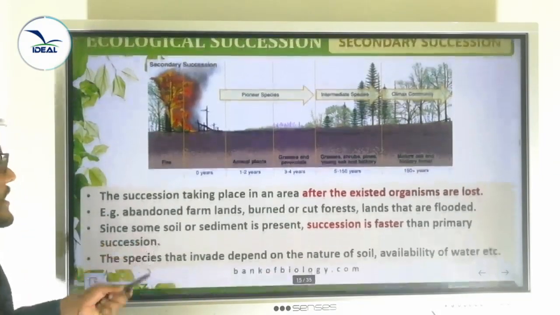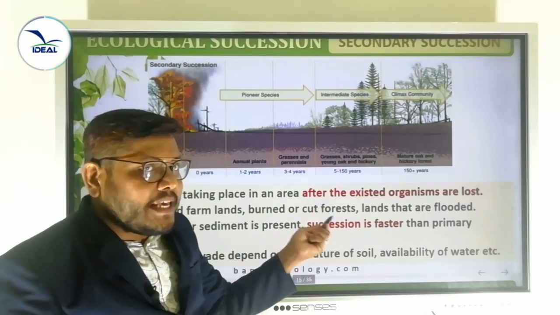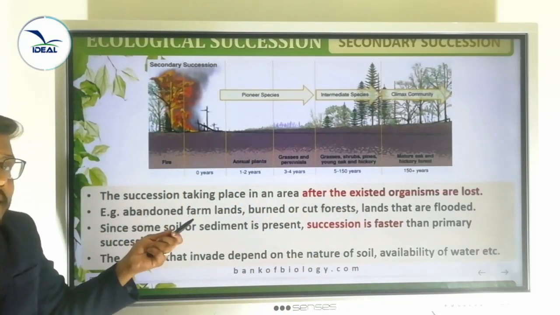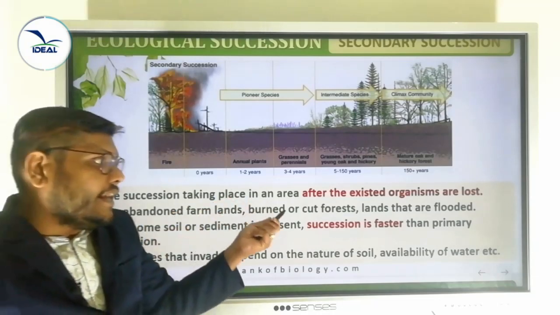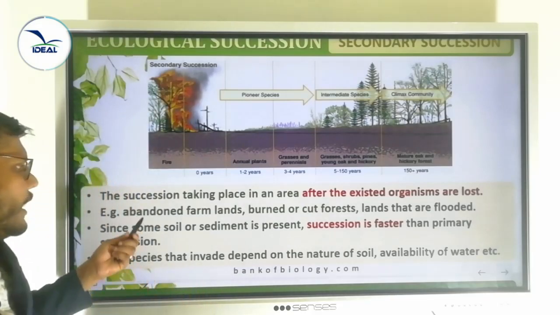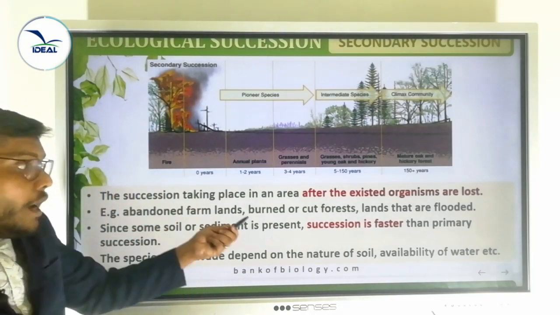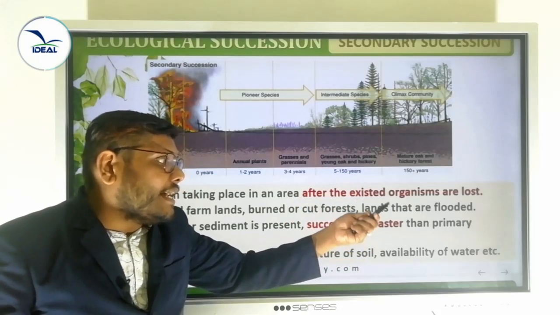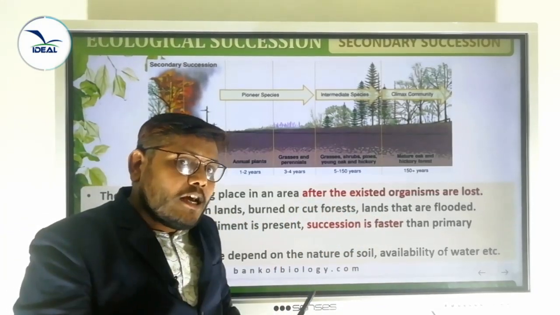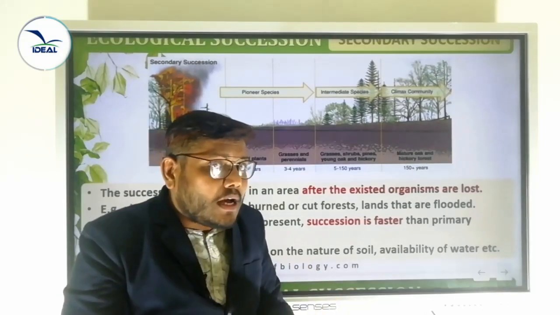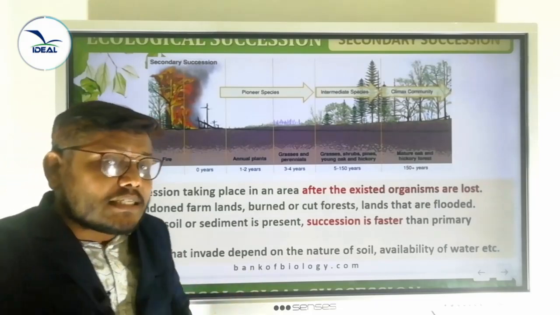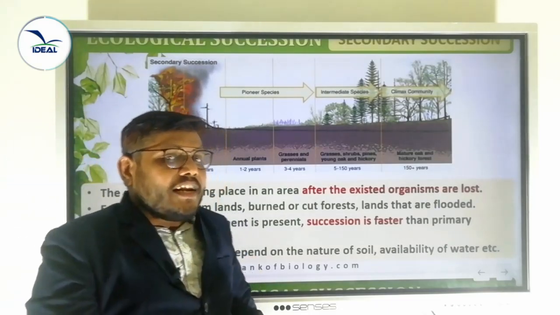What is secondary succession? The succession that takes place in an area after the existing organisms are lost. Examples: abandoned farmland, burned or cut forest, and land that is flooded. Organisms already existed in that place, but they were lost because of human activity or natural calamities. If succession takes place in such a place, that is called secondary succession.